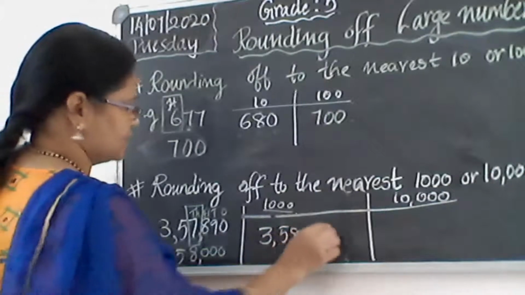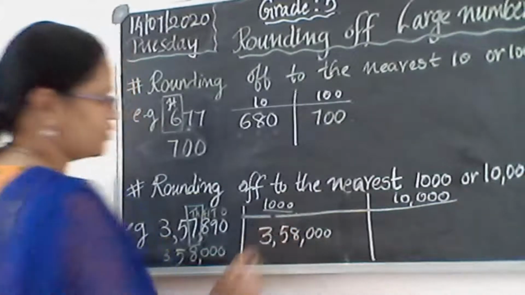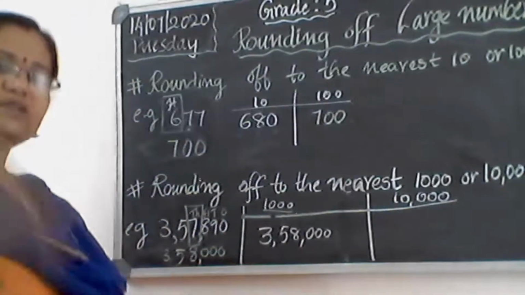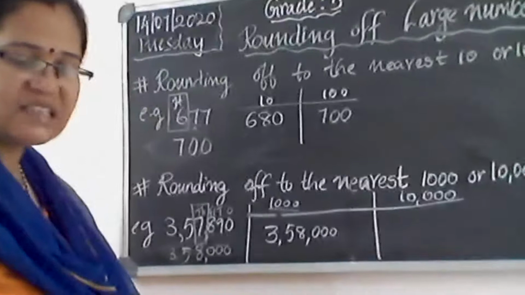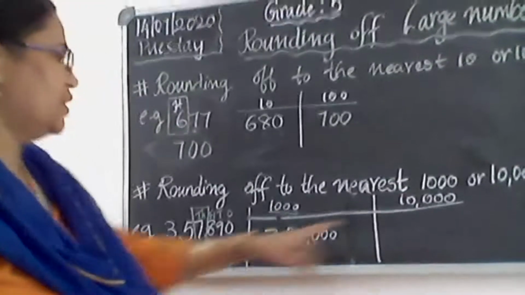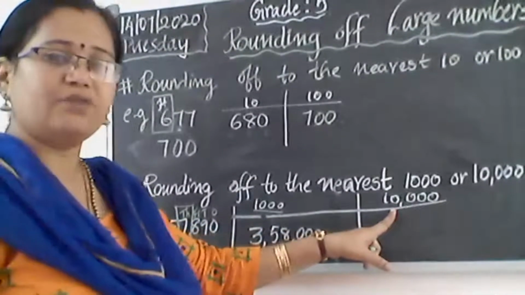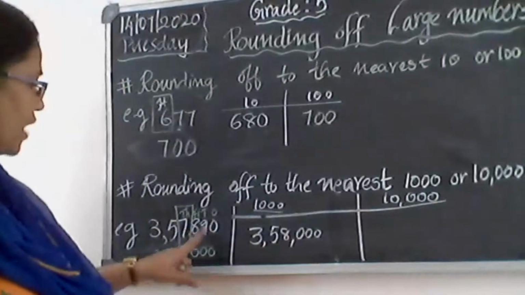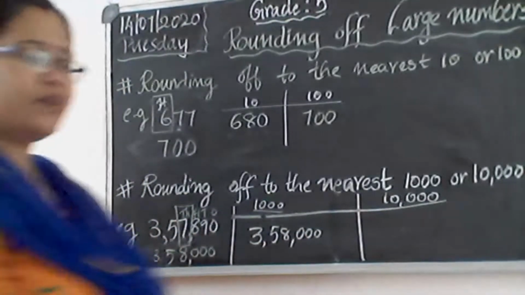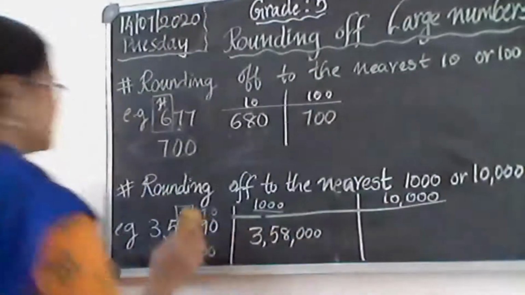3,58,000 is the answer. Children, you can note it down in your notes and please repeat this video. You will understand better. Now we have to recall. We have to write down for 10,000. How do we do it? I will erase this to avoid confusion and discuss how to do it.